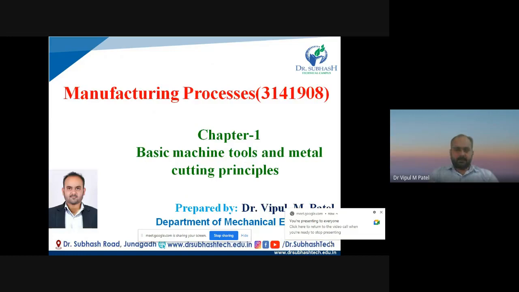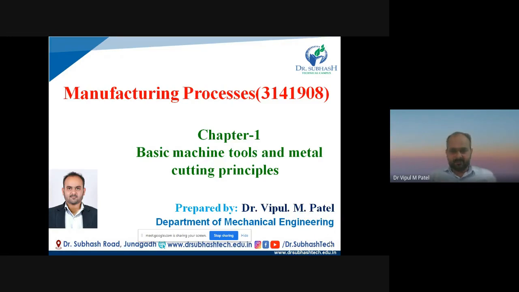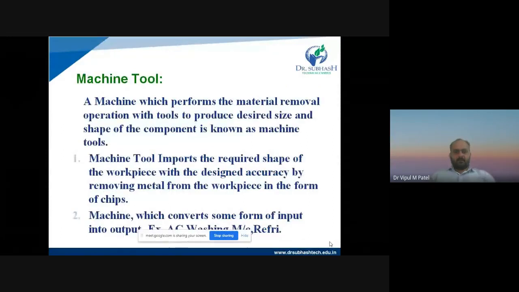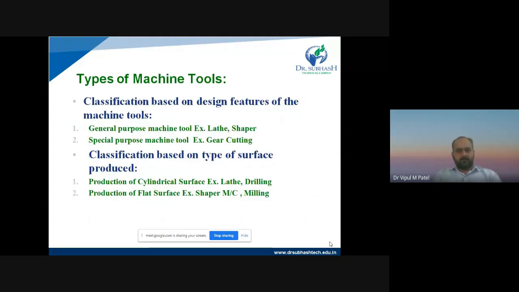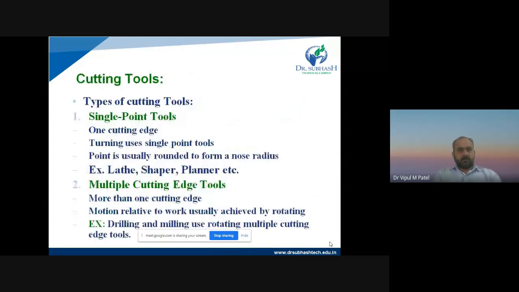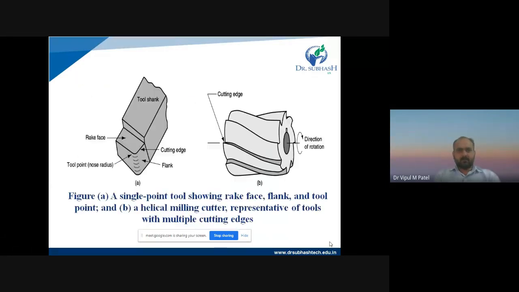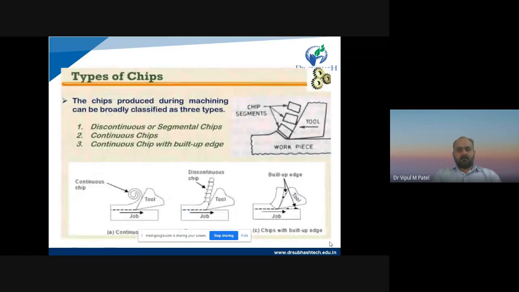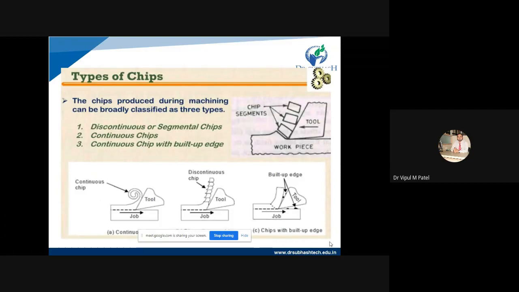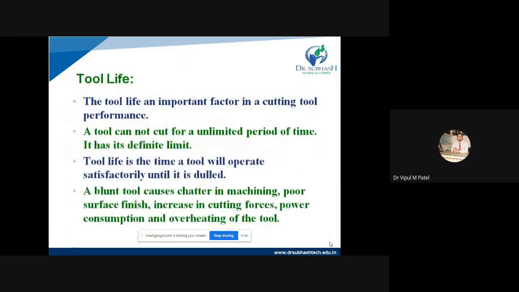Okay, as we discussed in the previous lecture from chapter number 1 of manufacturing process, that is basic machine tools and metal cutting principles, we have discussed the machine tool, different types of machine tools, and cutting tools, types of cutting tools like single point cutting tool and multi point cutting tool with examples. You can see the figure of the single point and multi point cutting tools, different types of chips produced by different cutting operations. What is the importance of the chips?